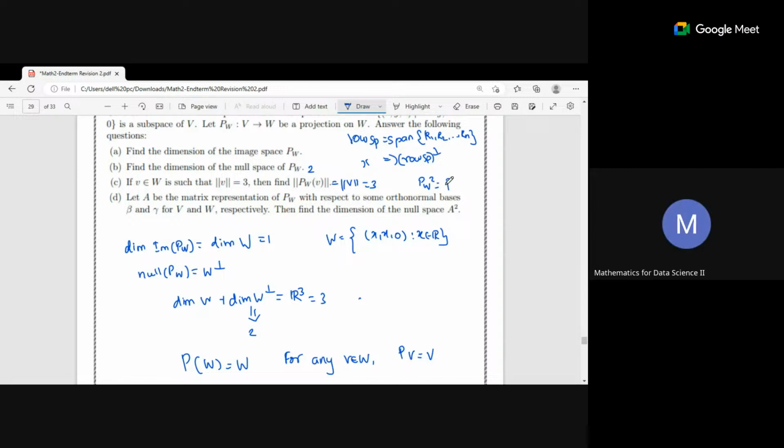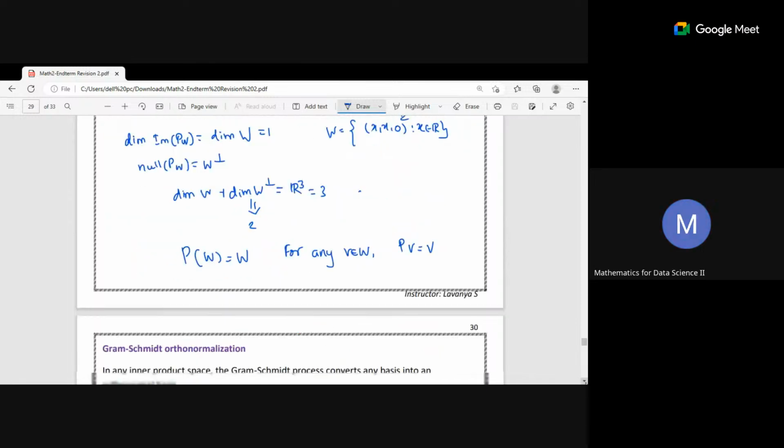It's PW, so A squared will be the same as A. So the null space of A is equal to... already we have found, right? Null space of it is 2. Yes, the answer is 2. Do you understand why it is 2? Yes, ma'am. Okay, so the answer here is 2, because this is the dimension of W perp. Is this clear for everyone?